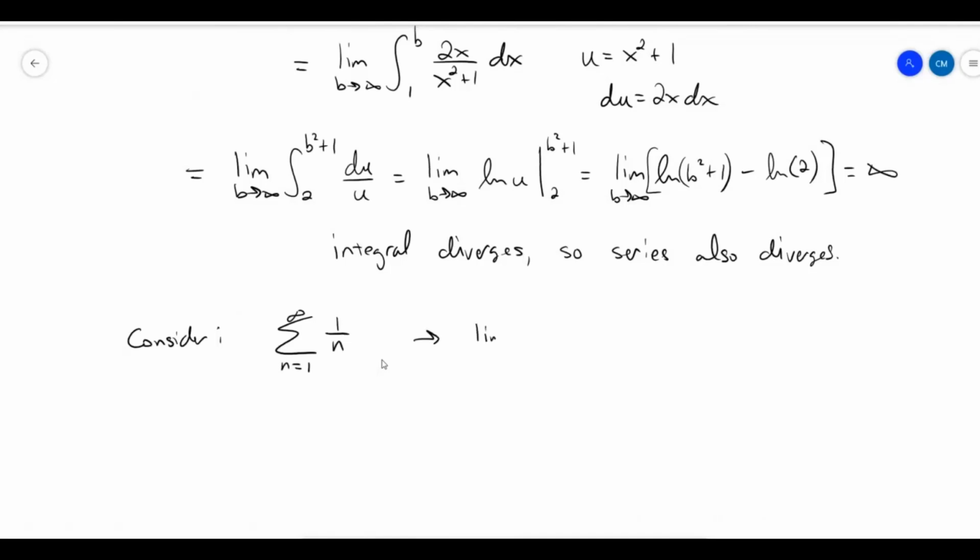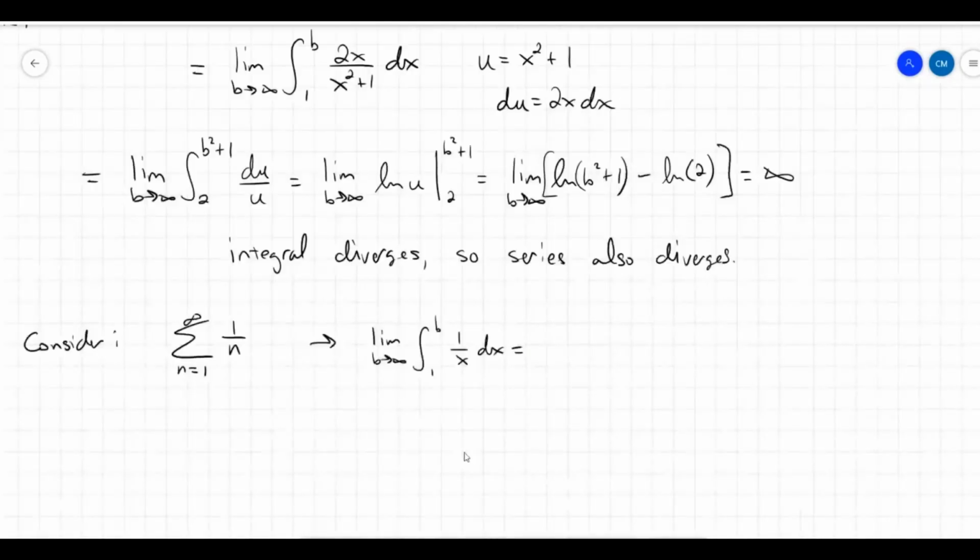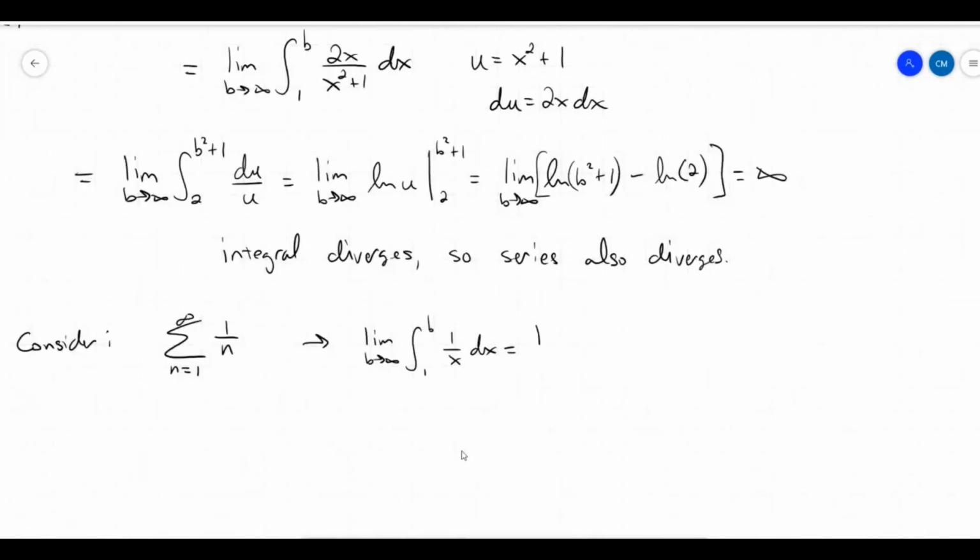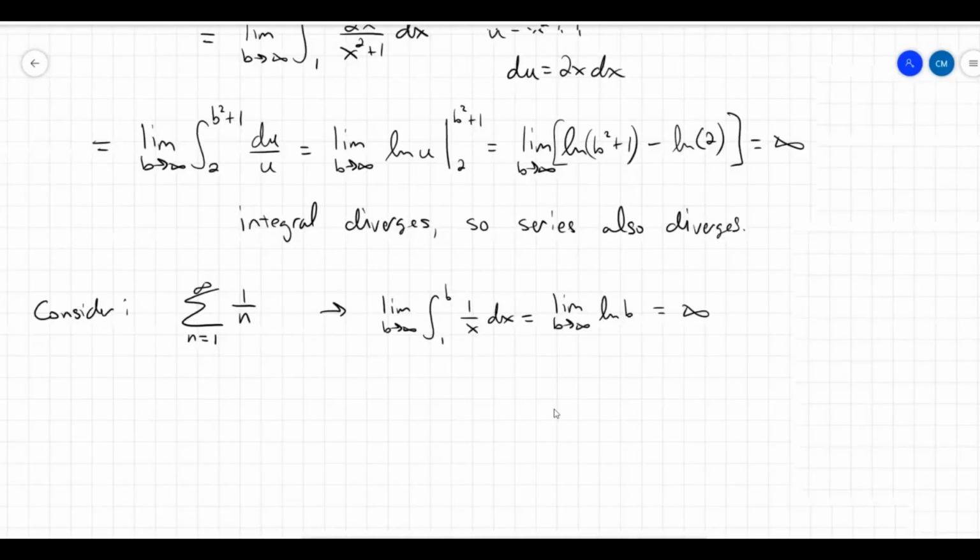We can take the limit as b goes to infinity of integral from 1 to b, 1 over x dx, right? And so we know what that antiderivative is. That's just ln x, right? So we'll get limit as b goes to infinity of ln x, and then I'll plug in the b and the 1, and I'll actually end up with ln b minus ln 1, which is 0, and then we know that that's infinity, right? So that tells us that that particular series diverges, okay?